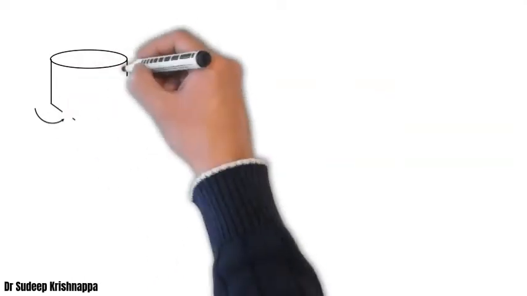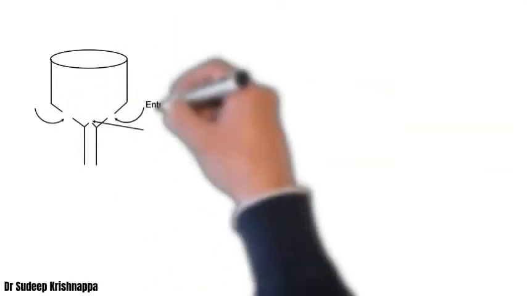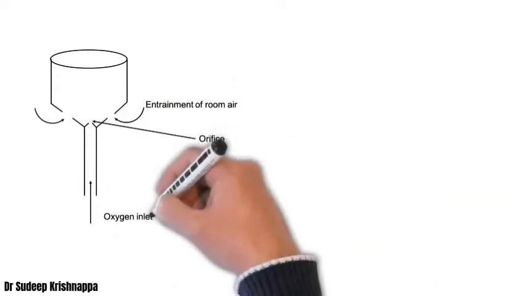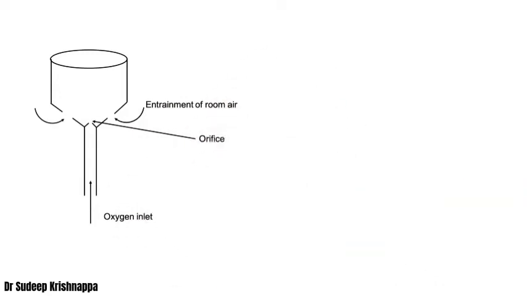This is what is essentially used in the design and functioning of a Venturi device. We let the oxygen flow through a tubing. By introducing a constriction or an orifice, we increase the velocity of flow of oxygen, thereby increasing the kinetic energy of the system. In order to obey the law of conservation of energy, the potential energy of the system would drop, thereby creating a subatmospheric pressure.